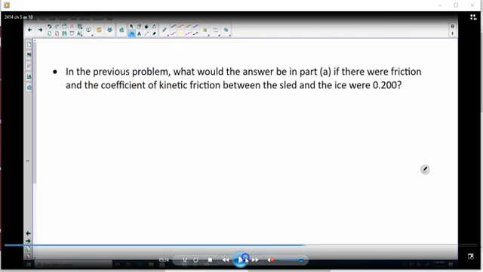For the last part of this problem, you want to consider how friction would impact the spring. So for example, if the coefficient of friction between the sled and the ice were 0.2, how much would the spring stretch? Here again, you would expect that the spring would stretch more. And so we need only account for this additional force in Newton's second law. I would invite you to pause this video here and try to work this problem, and then watch the solution.